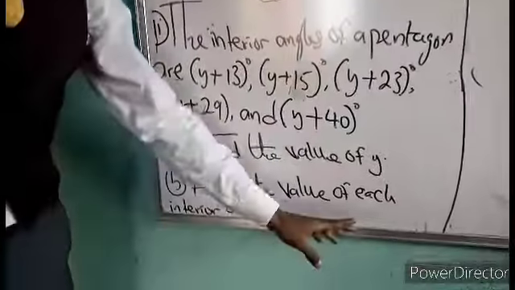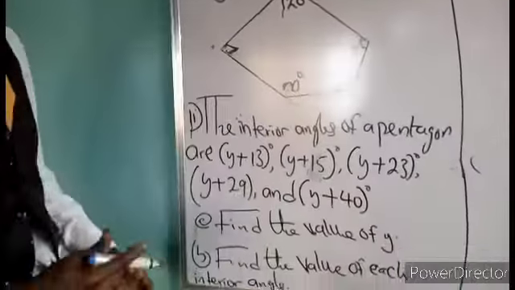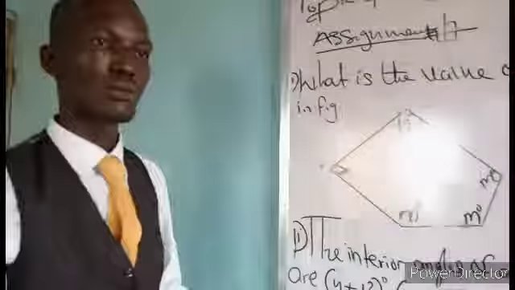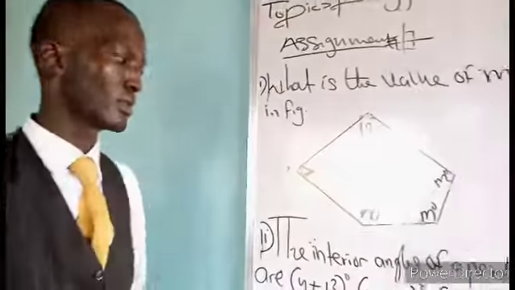As you can see, find the value of each interior angle, I told you, 180 minus whatever you've gotten, divided by 360, that's all.